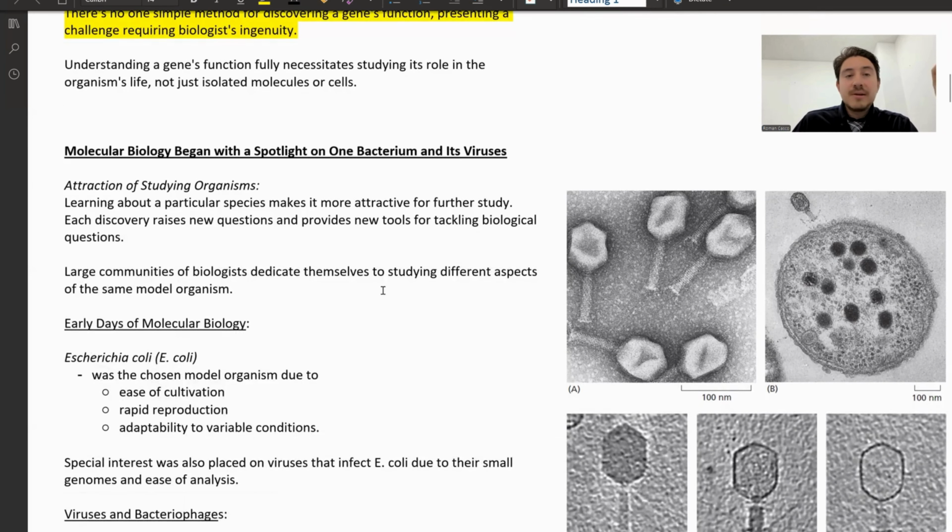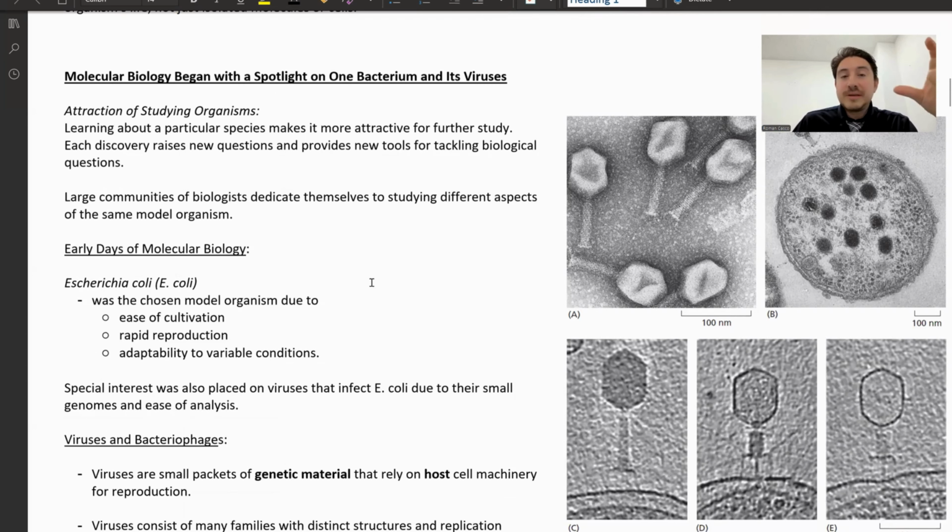Okay. Molecular biology began with a spotlight on one bacterium and its viruses. So now we're going to get into the different organisms and how they have helped studying biology over time. The attraction of studying organisms: learning about particular species makes it more attractive for further study. Each discovery raises new questions and provides new tools for tackling biological questions. Large communities of biologists have dedicated themselves to studying different aspects of the same model organism.